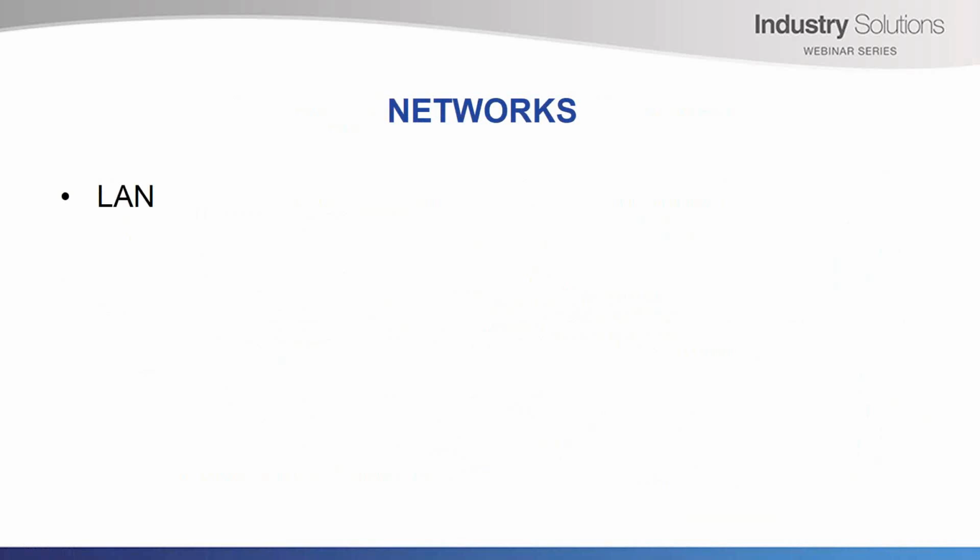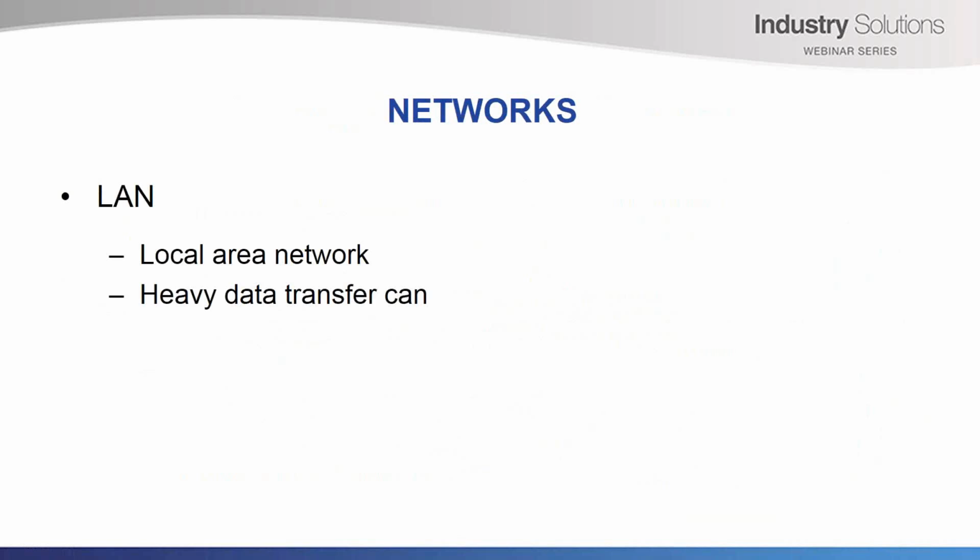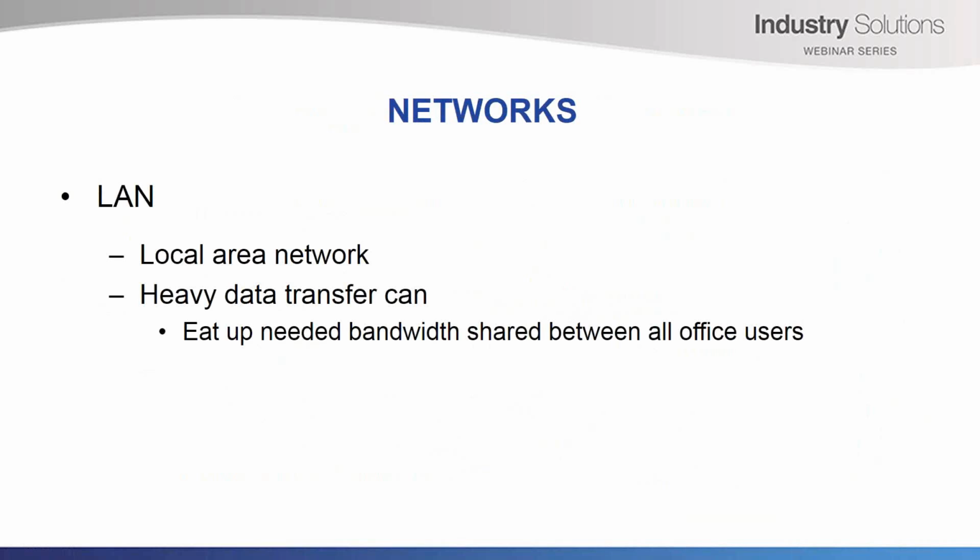I'm going to talk a little bit about networks, so I'm going to throw out some terminology. I'm sure that some of you are already familiar with this, so just bear with me. You will hear us talk about the LAN, that's the local area network, and that's really everything within your office. Now, heavy data transfer across the LAN can eat up needed bandwidth that's shared between all your office users, which can slow down file transfer. And on top of that, if you're continually accessing your network file servers, where all your files are stored, that can also slow down as they're serving up more and more information.